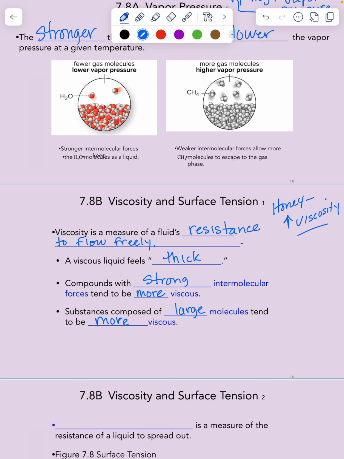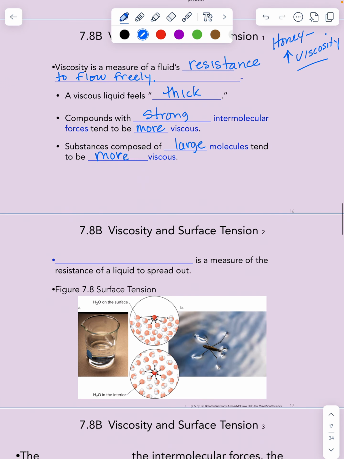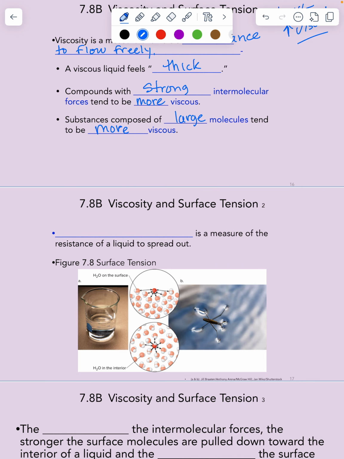And then let's look at surface tension. So surface tension is a measure of the resistance of a liquid to spread out. This is an interesting definition. I've not thought of it this way before.